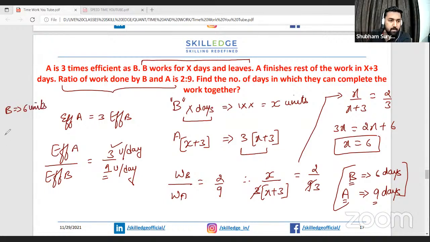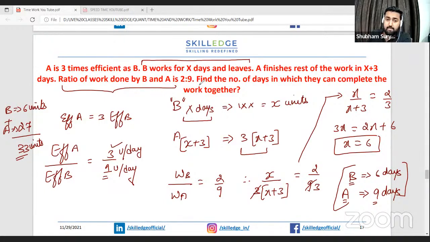Okay. And if I talk about the person A, he has worked for X plus 3, it means 9 days. Every day, 3 units of work. So 3 units of work for 9 days, it's going to be 3 9s are 27 units. So A and B together would have completed 27 plus 6, which is 33 units of work, guys. Okay. A and B together would have completed 33 units of work.